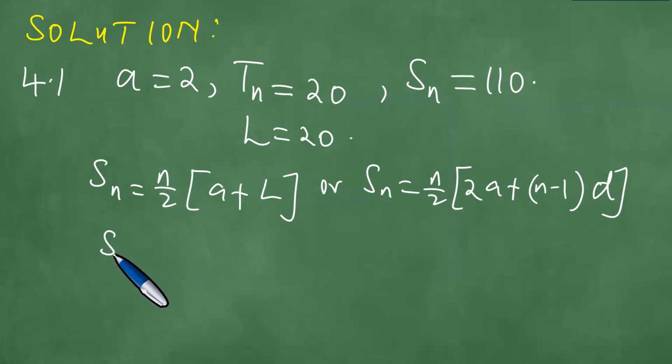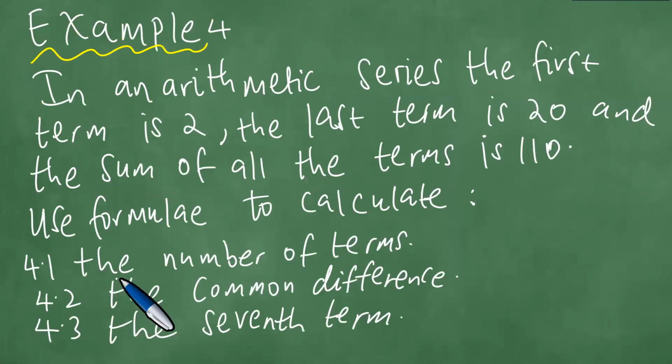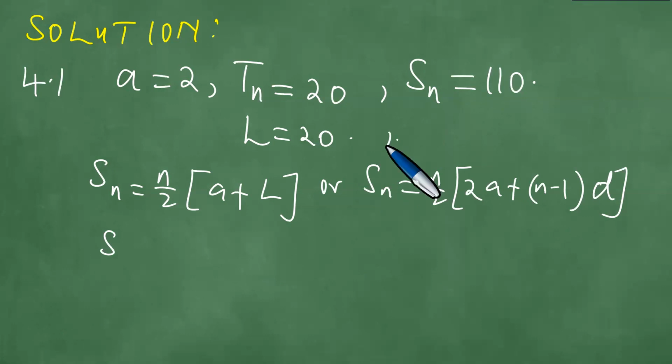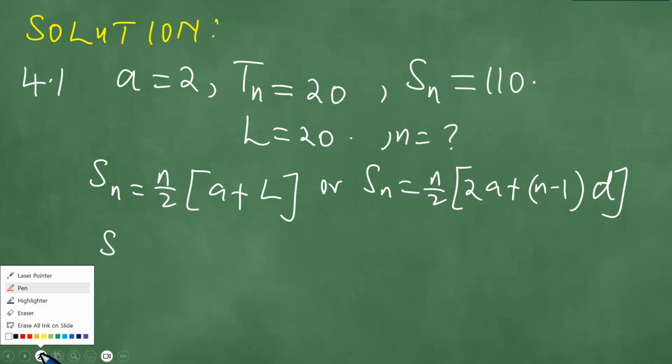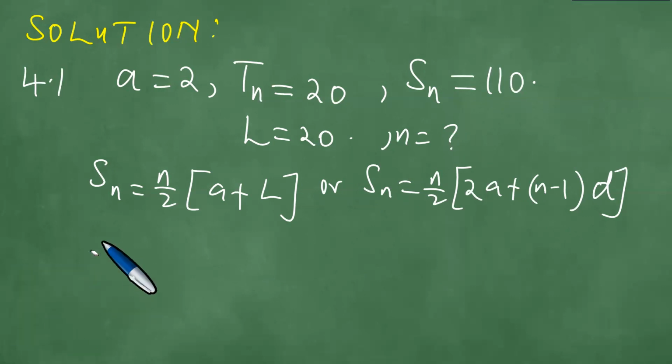So if we say, now here, you need to calculate the number of terms. So it means we're looking for n. So are you going to say Tn? Okay, that's a good question. I'm going to say Tn because we've been given Tn.